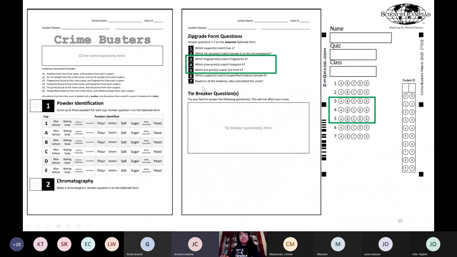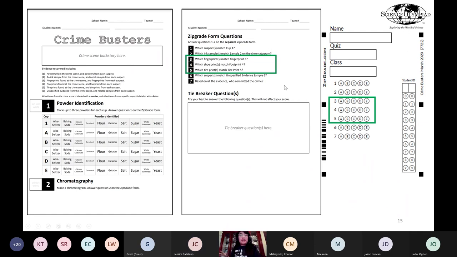And in terms of the zip grade form, there might be a question. Yes, I'm sorry, I have a question. You said the prints would be 3, 4, and 5. Those are from the crime scene and they need to be matched to suspects A through E. Is that correct? Yes. Okay, thank you. You're welcome.